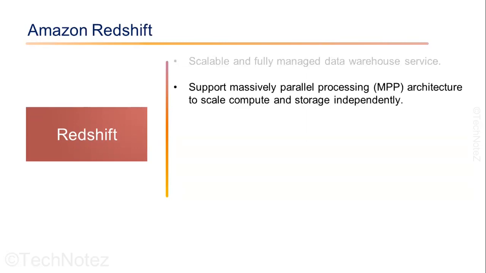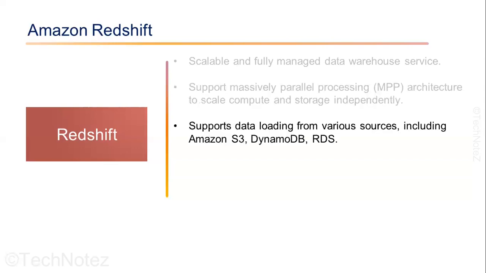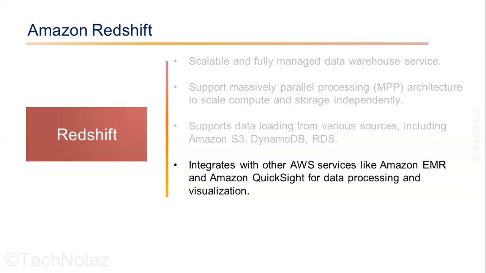It provides a massively parallel processing architecture that enables you to scale compute and storage independently for flexible pricing options and to accommodate changing workloads. Redshift supports data loading from various sources including S3, DynamoDB, and Amazon RDS. It also integrates with other AWS services like Amazon EMR and Amazon QuickSight for data processing and visualization.